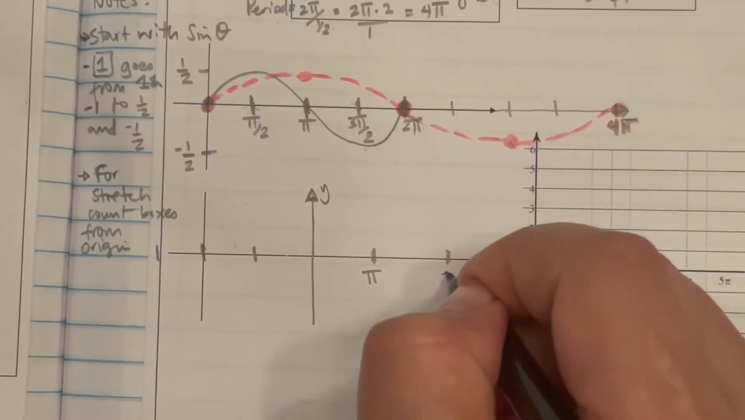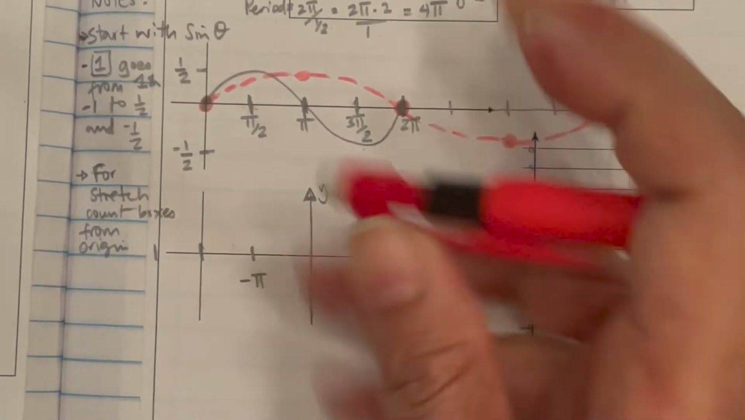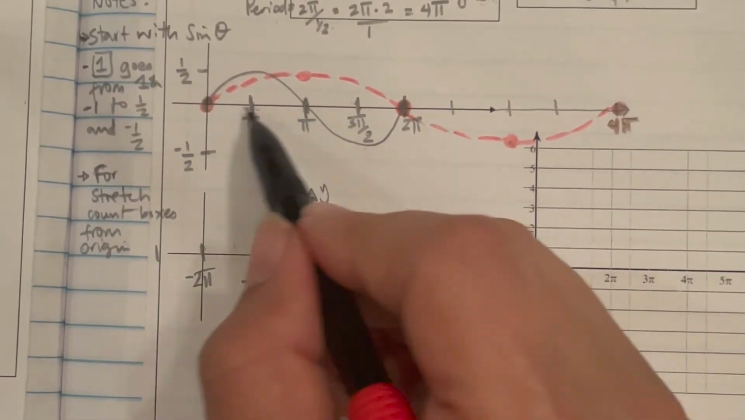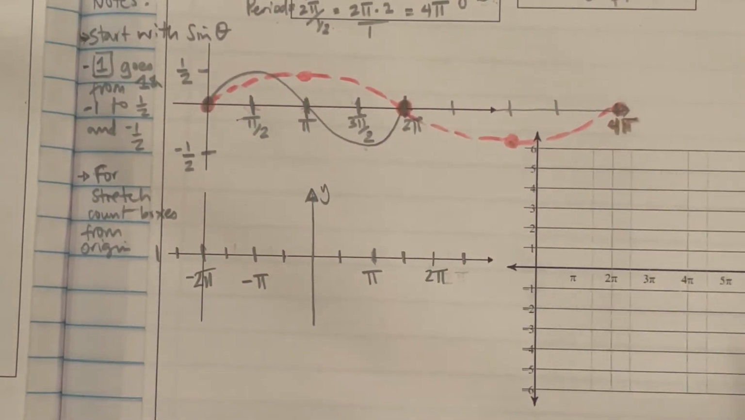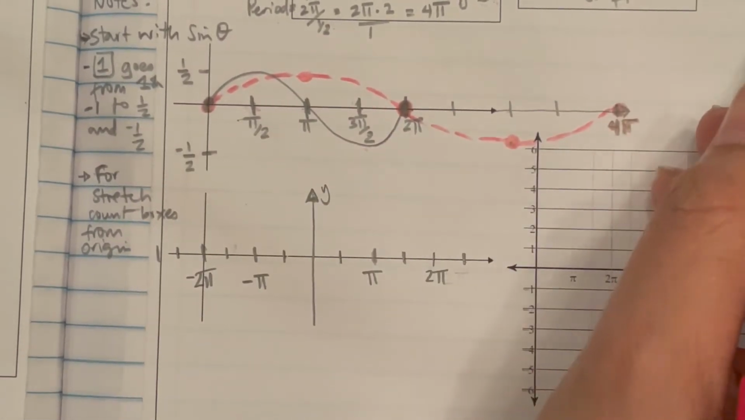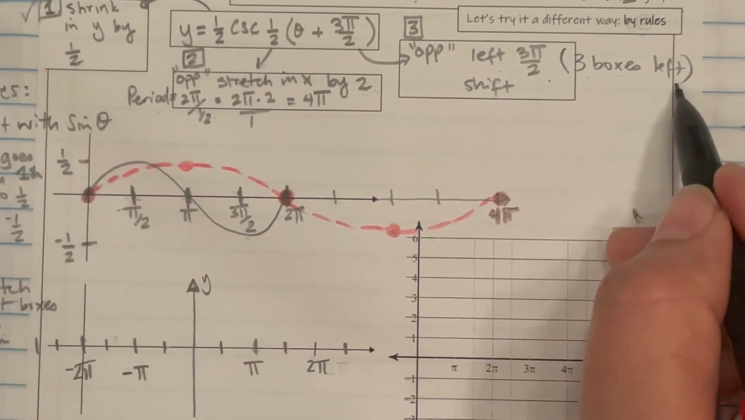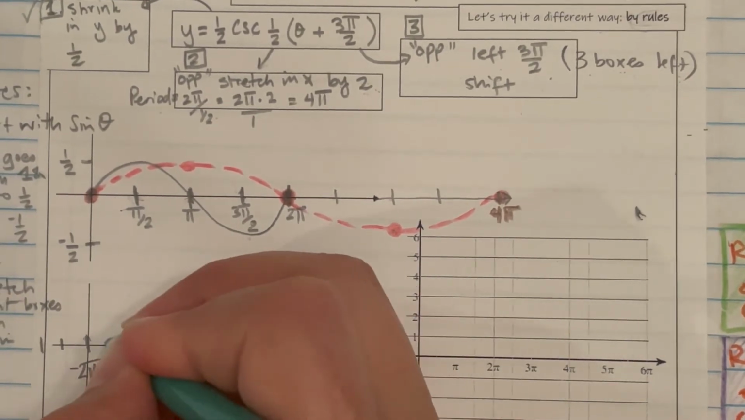I'm just going to put some labels in. And then go ahead and cut those in half because those are 2 boxes. Pi is 2 boxes according to my graph up there. So make sure you put that in so that you don't get confused. All right, so we're going to start at the origin, and we're going to move 3 boxes to the left. 1, 2, 3. And that's my new origin.